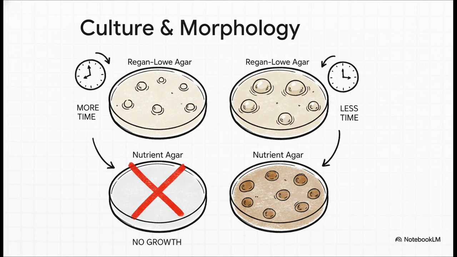And while it might have that classic mercury drop look on Regan-Lowe, the real giveaway is its ability to grow on simple nutrient agar. When it does, it often produces this unique brownish pigment. That's something Bordetella pertussis just flat out can't do.